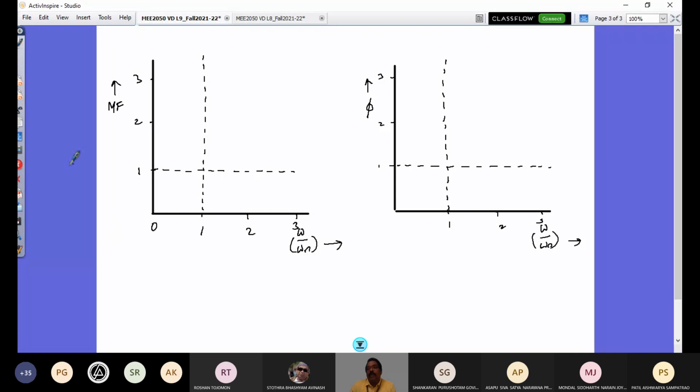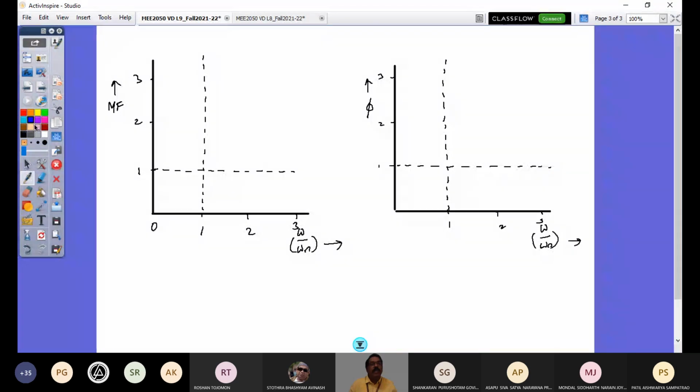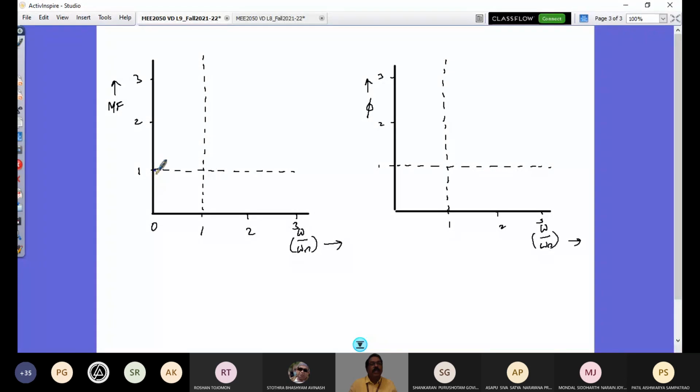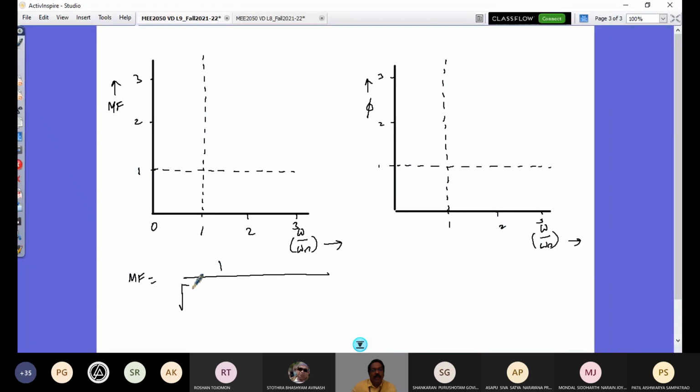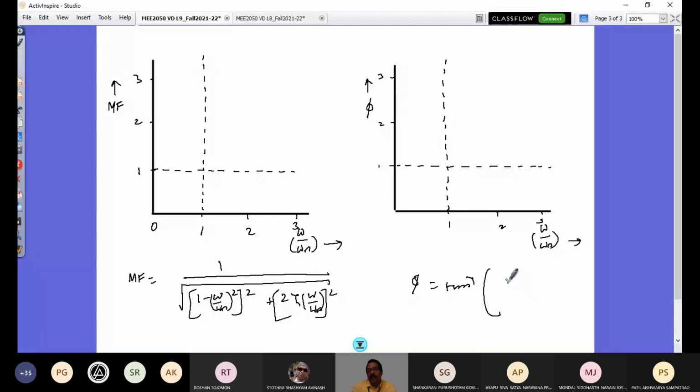Right. So now, when the zeta value is 0, you know that is an undamped condition. Let me put those equations down here so that it's easy for you to look at. So what is my magnification factor? That's 1 by under root of (1 minus omega by omega n whole square) whole square plus (2 zeta omega by omega n) whole square. And on this side, what is phi? It is tan inverse of 2 zeta omega by omega n divided by 1 minus omega by omega n whole square. Right? So the variation of this is what we are going to look at with the frequency ratio.